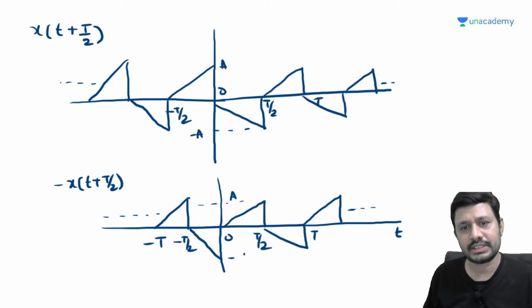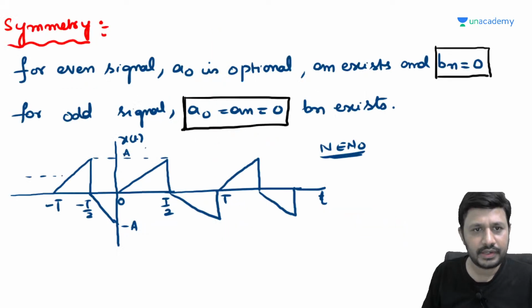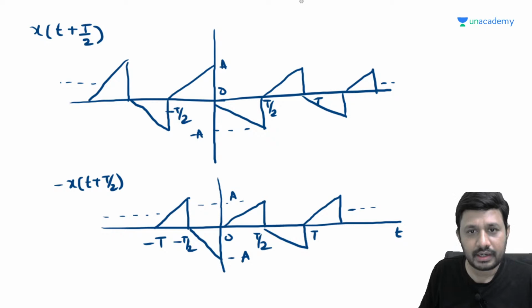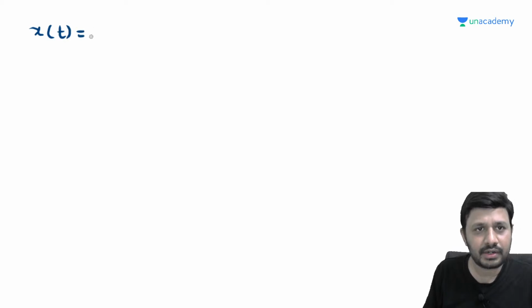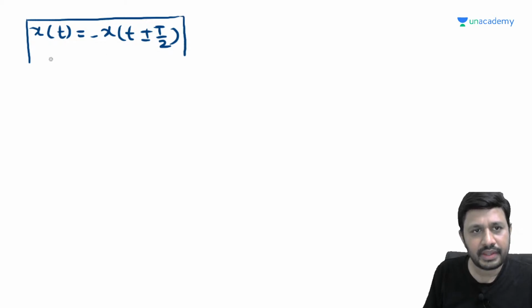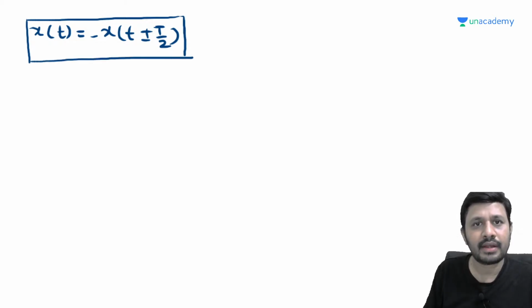Is it the same as the original signal I took? Yes, of course. So remember, signals which satisfy this kind of property, x of t is equal to minus x of t plus or minus T by 2, they are known as half wave symmetry signals.